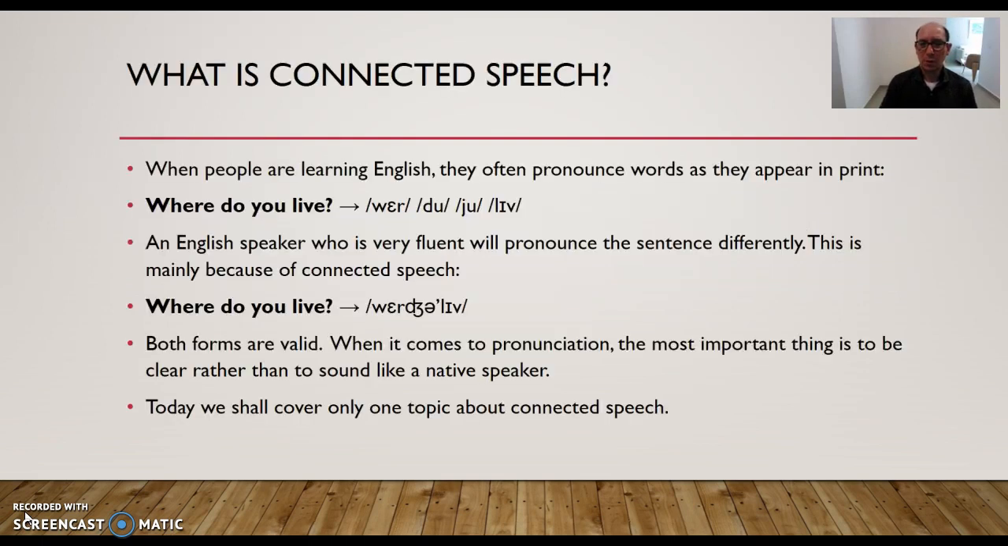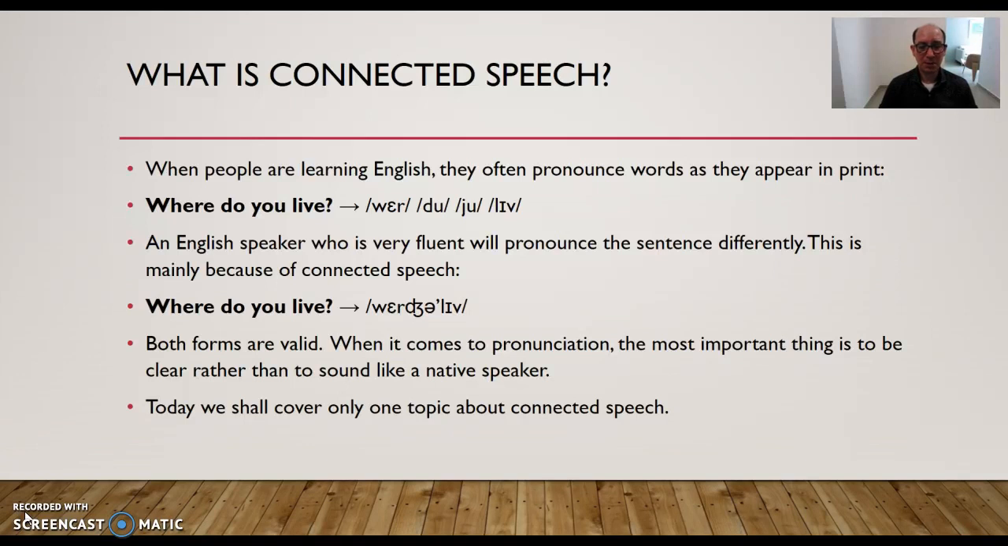First of all, what is connected speech? When people are learning English, they often pronounce words as they appear in print, like on plain paper. For example, "Where do you live?" You pronounce each word of the question. But a very fluent English speaker will pronounce the question differently. This is mainly because of connected speech.